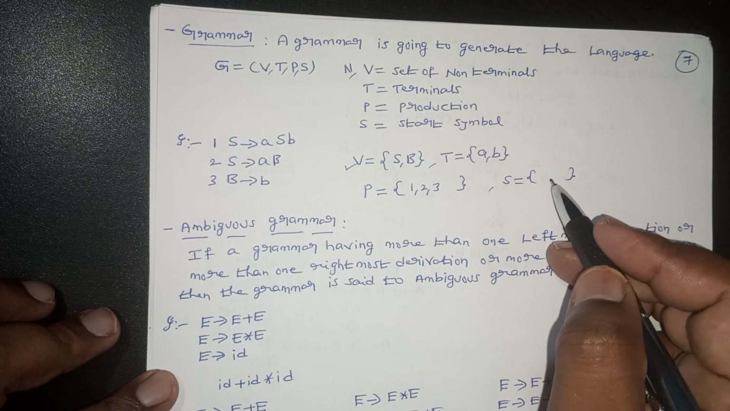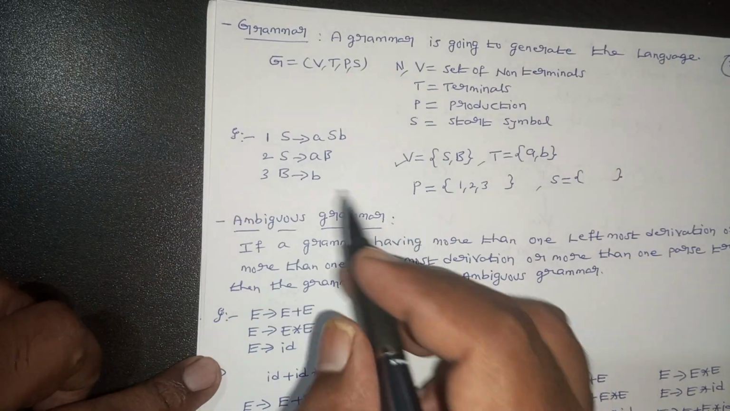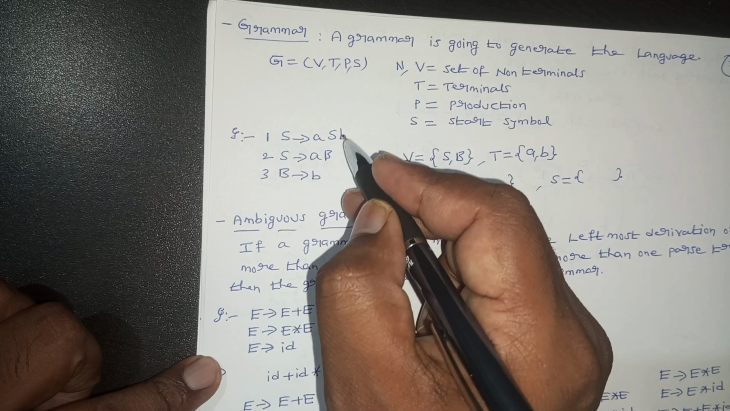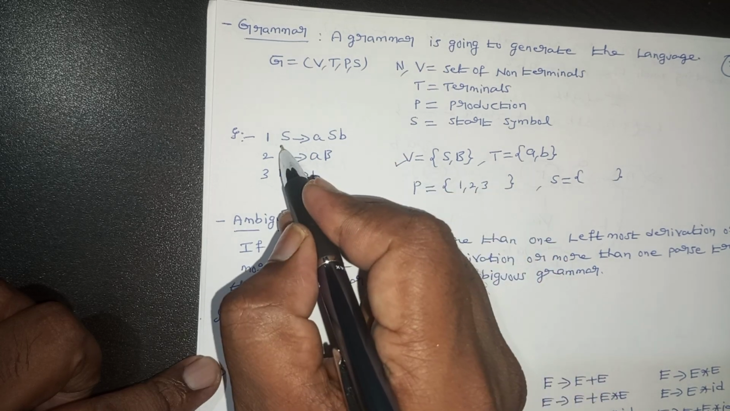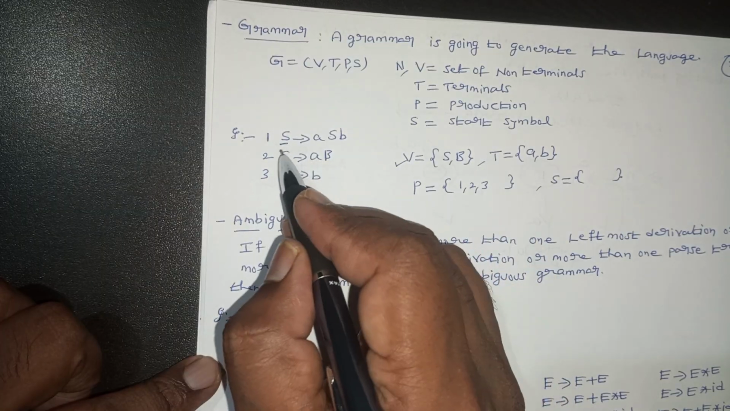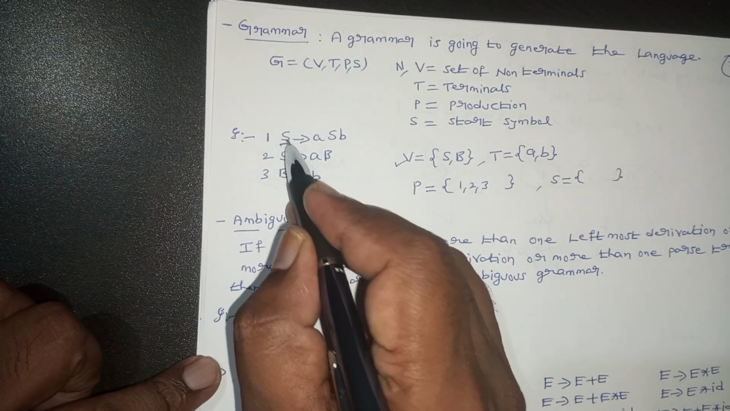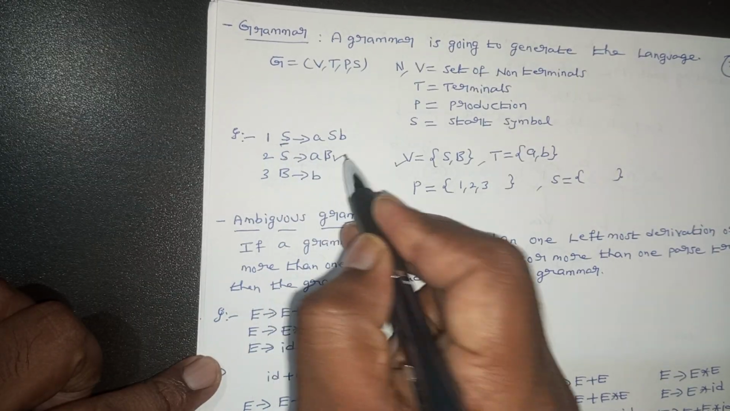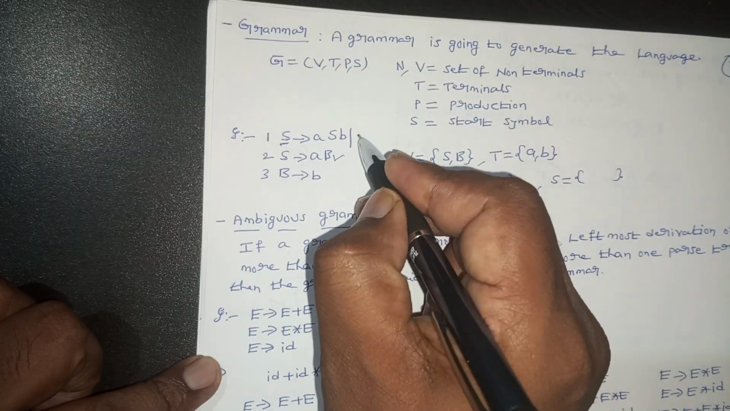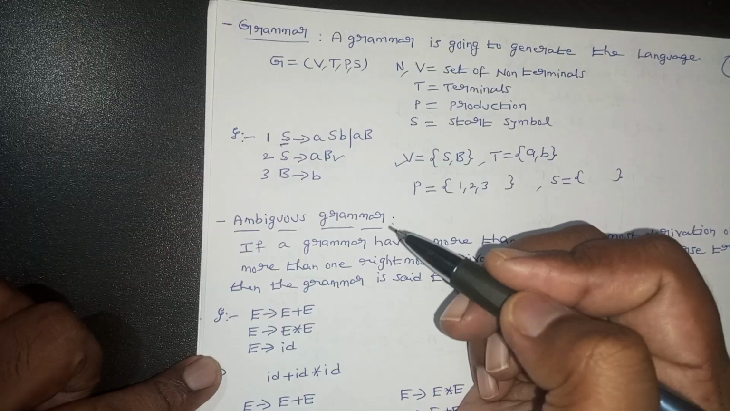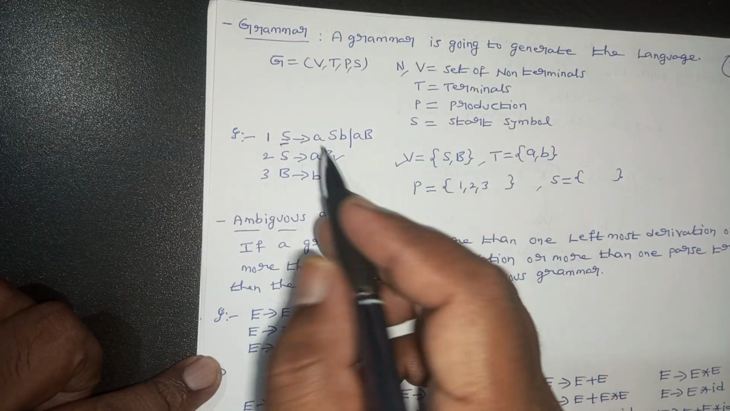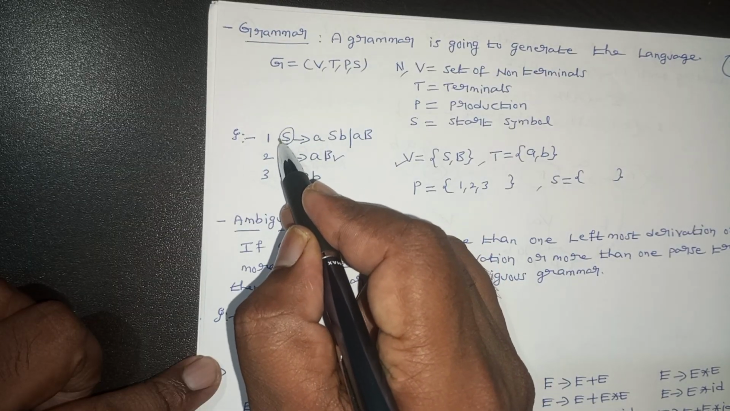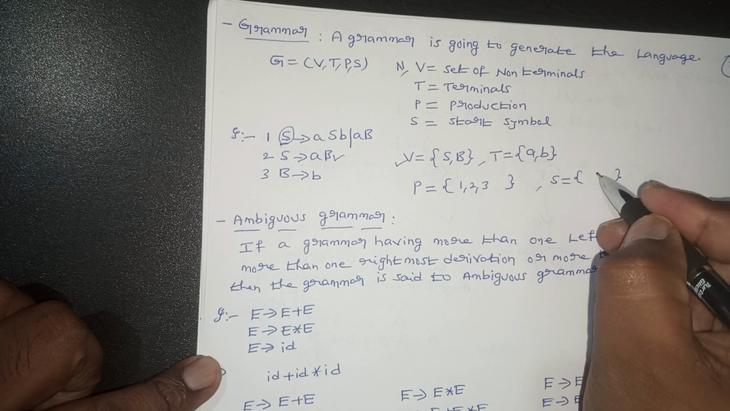Now what is S? S is the start symbol. What is the start symbol? Top to bottom like this. The first one is the start symbol, even though both are the same, no problem. You may write this production here like this, a b, this is valid. So what is the start symbol here? Top to bottom, this LHS is the start symbol. You write S here.